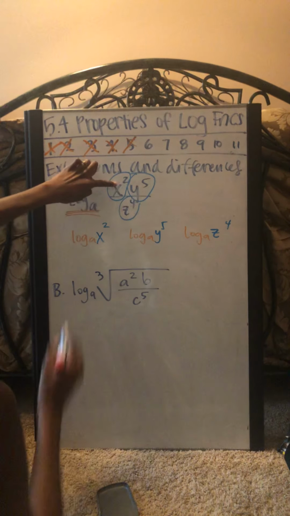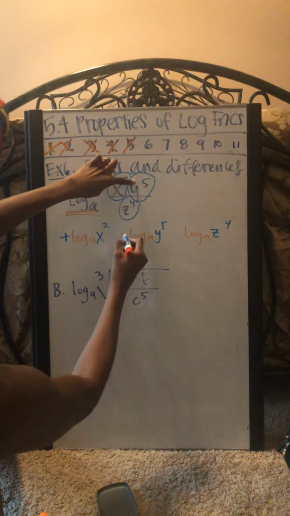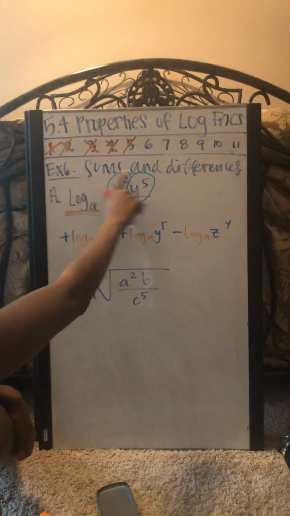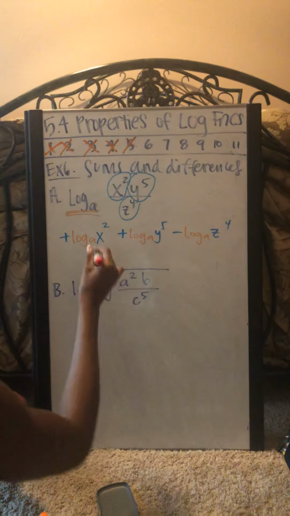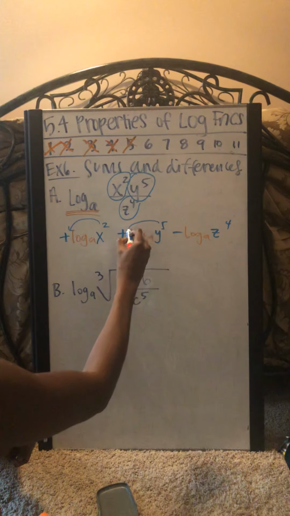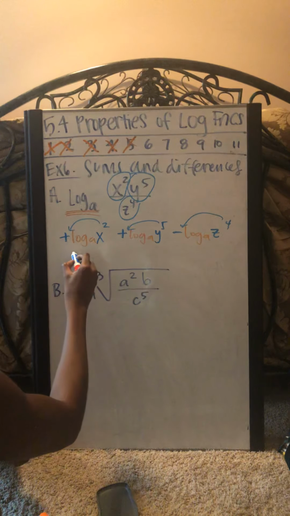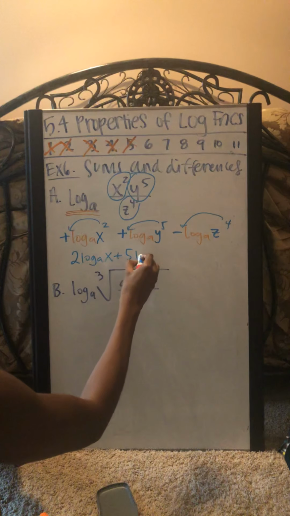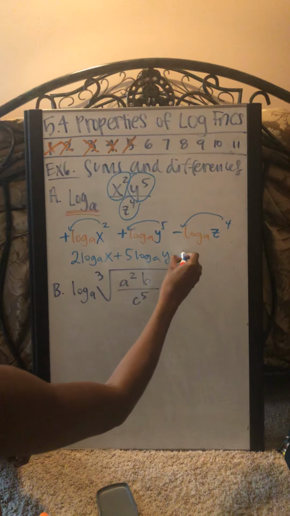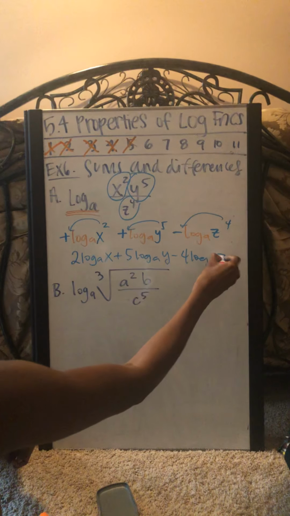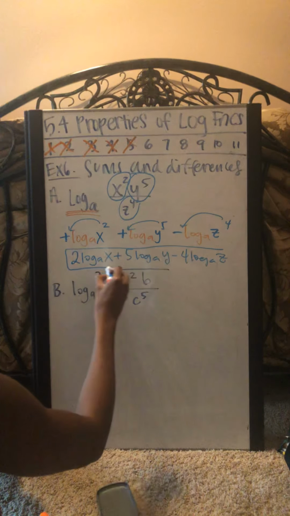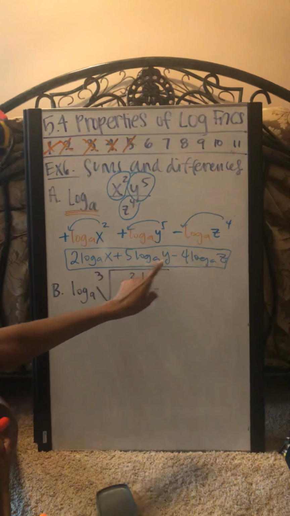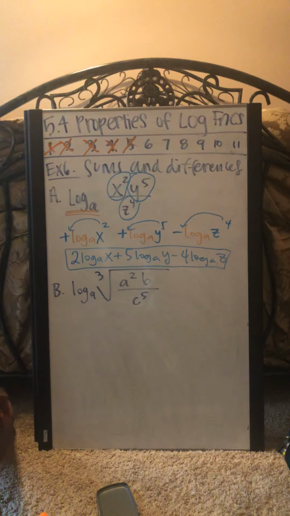Okay, if it's on the top, it's positive log. This one's on the top, it's positive log, and if it's on the bottom, it's a negative log. And then we're writing as sums and differences, so we do not want any powers. So we bring all of these powers to the front. So for the final answer, we have 2 log a x plus 5 log a y minus 4 log a z. One issue that people have when solving these problems is they forget the base. They forget to write the a on these. So just make sure y'all add that, okay?